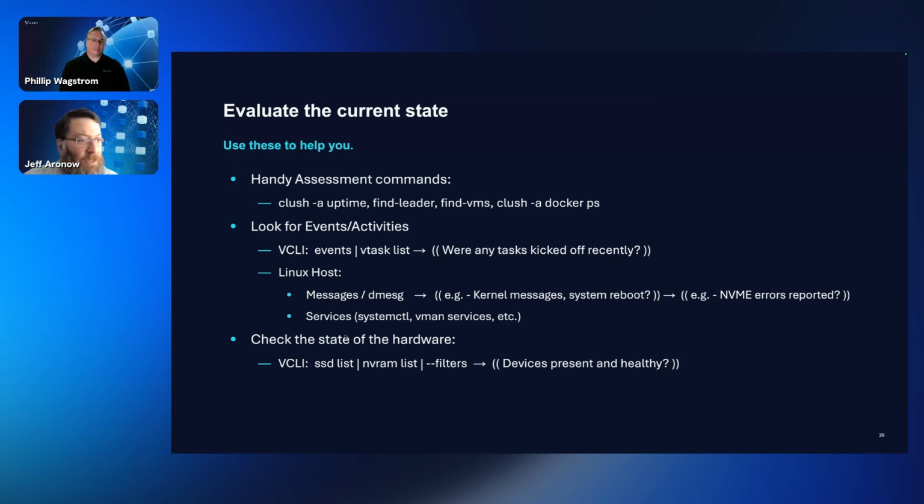You can look on the Linux hosts in the messages files or in dmesg, which shows you the console output of what's going on for the system, usually more related to hardware impacts. And you can look at the services list, right? See what all the services are that are running on the machine, and see if anything's having a particular problem. And then, talking about checking the state of the hardware with some of these vCLI commands, you can look at the state of all of the disks in the system.